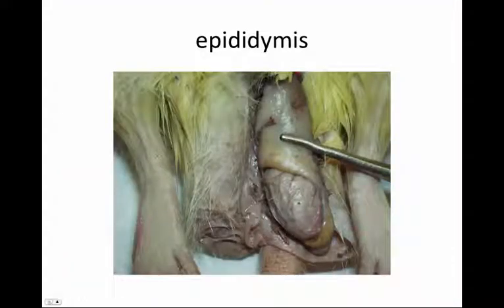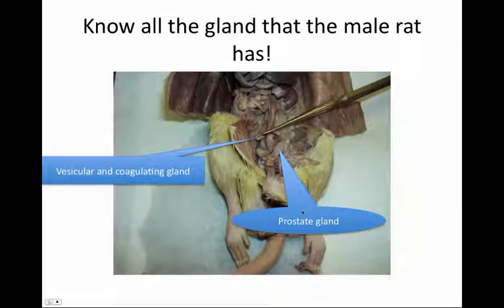This is the male. This is the scrotum sac. Here's the epididymis, and here you find the testes. You have the vesicular and the coagulating glands in this area. Make sure you know them apart. Usually you have quite a few glands here, so you want to be really careful.